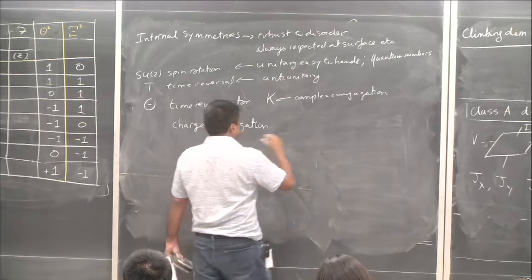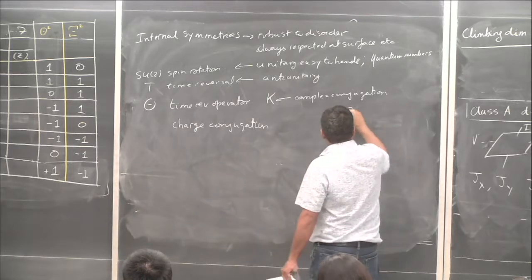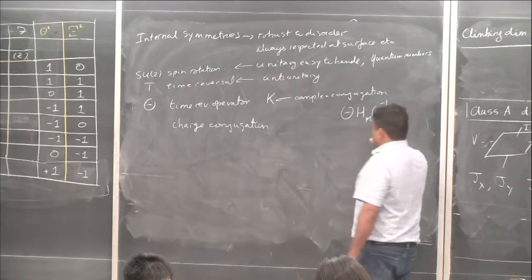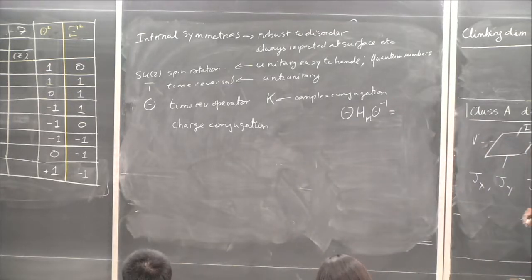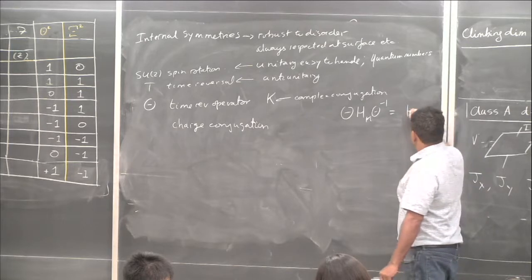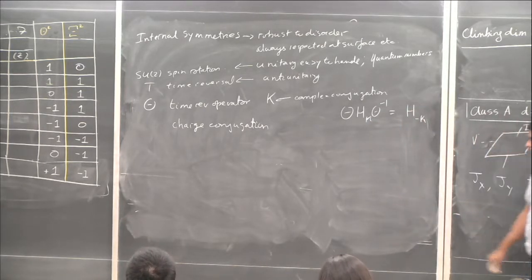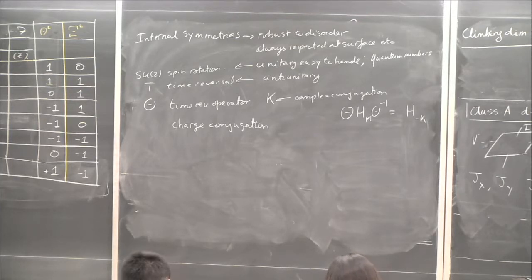Okay, so actually, let me complete this. You want to think about Hamiltonians. Under this time reversal symmetry, the momentum changes sign. But apart from that, nothing should happen. That's what tells you that this is a symmetry of the Hamiltonian. So we want to think about Hamiltonians like that.